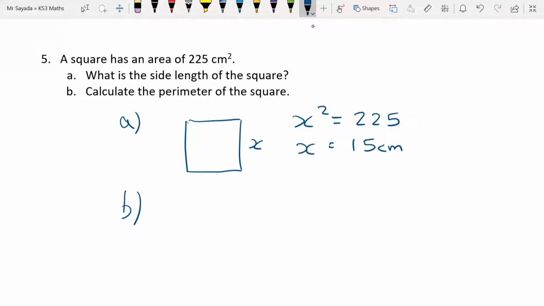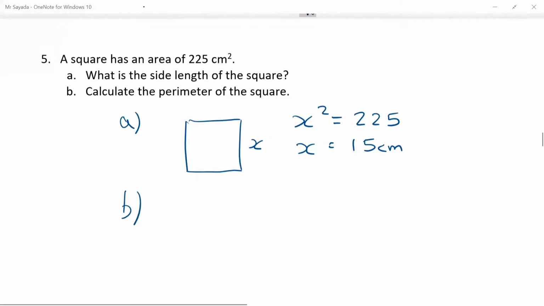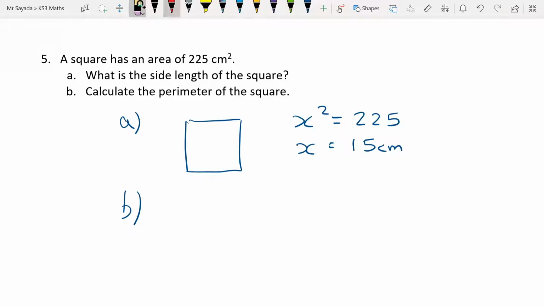So you should have now found the perimeter of the square. So you've got 4 sides. Each of those sides has a length of what? Say your answer to the video. Each of those sides has a length of 15 centimeters, and there's 4 sides altogether.